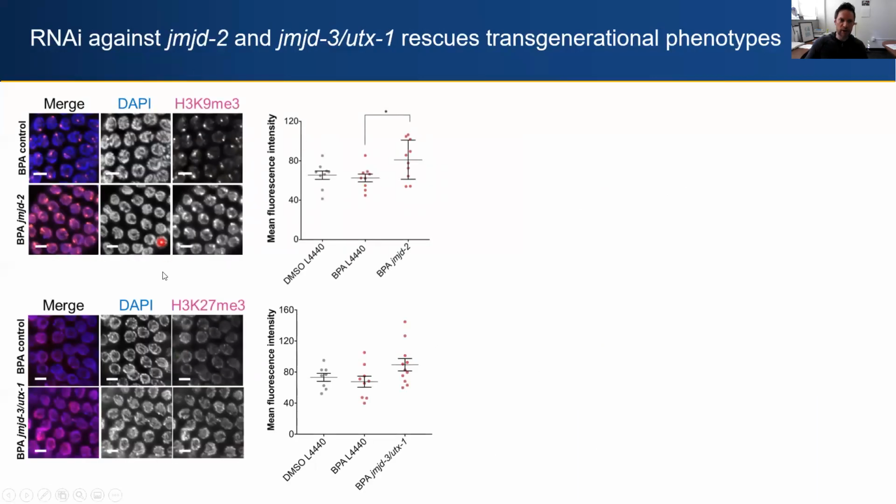So I'm showing you here one way that we looked at this. This is by immunofluorescence and just some panels, but the full panels are available in the paper. I'm showing that by doing RNAi against GMGD2 here or GMGD3 UTX1 as a complex here, we can prevent the effects of BPA that reduces the mark. So we end up with more K9-trimethyl and more K27-trimethyl in those RNAi contexts.